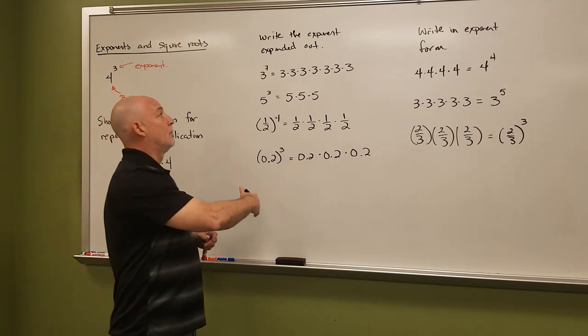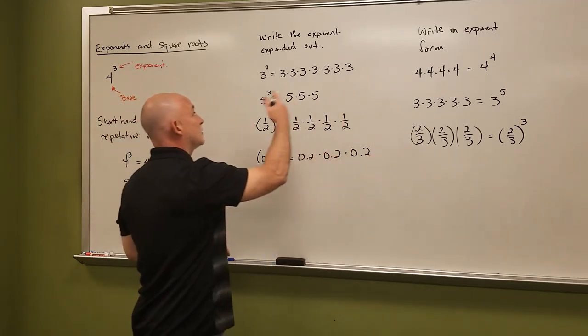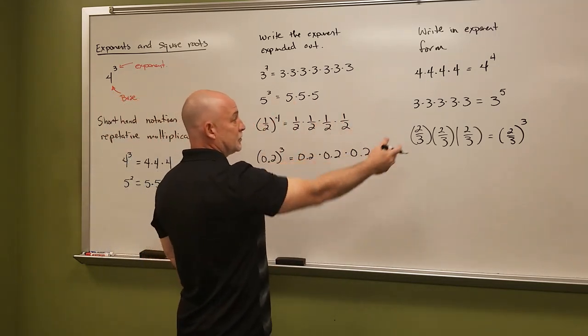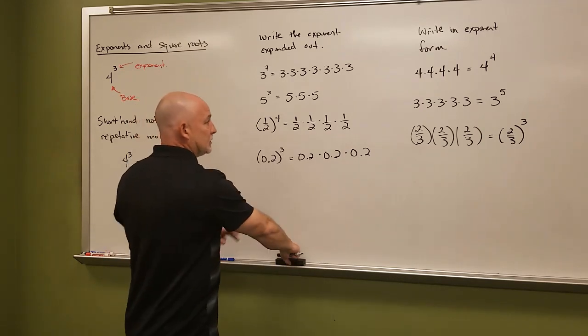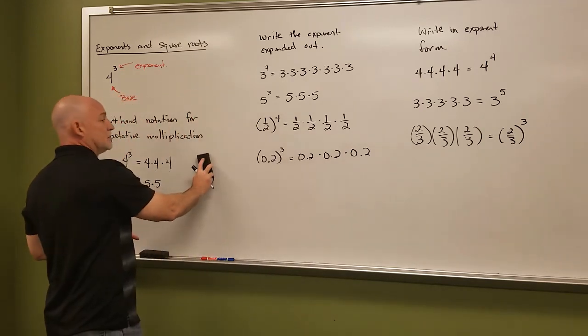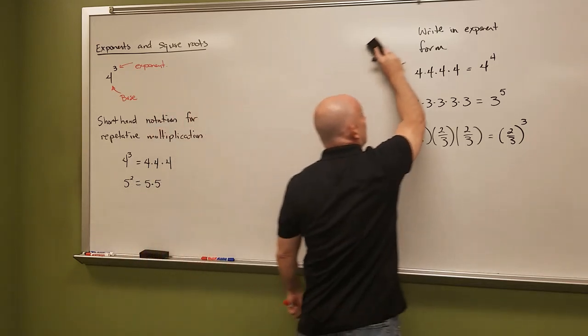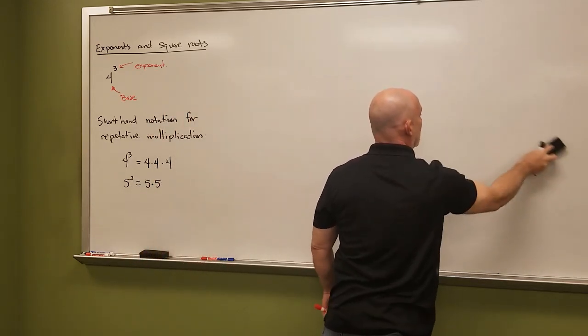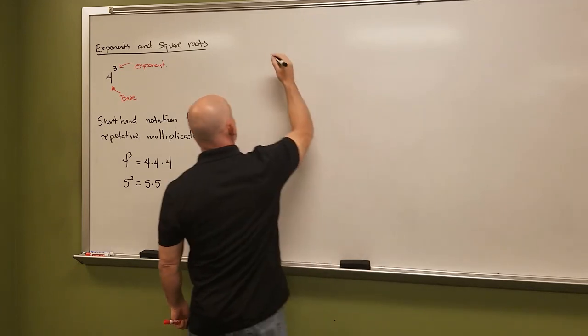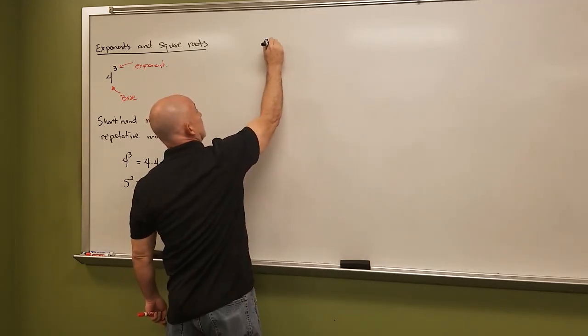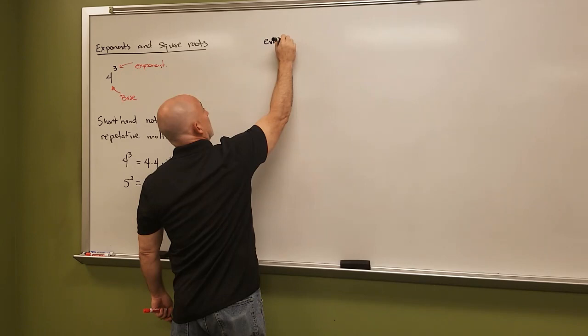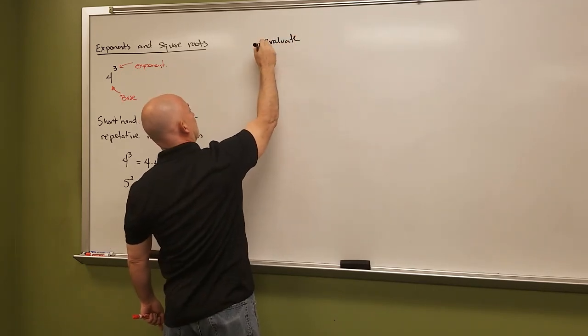You should be able to go from the exponent form to the expanded form, and from the expanded form to the exponent form. Now this is just expanding them out. This isn't evaluating them. By evaluating them, we actually want to come up with what a final value would be. Spell evaluate right on your own paper.